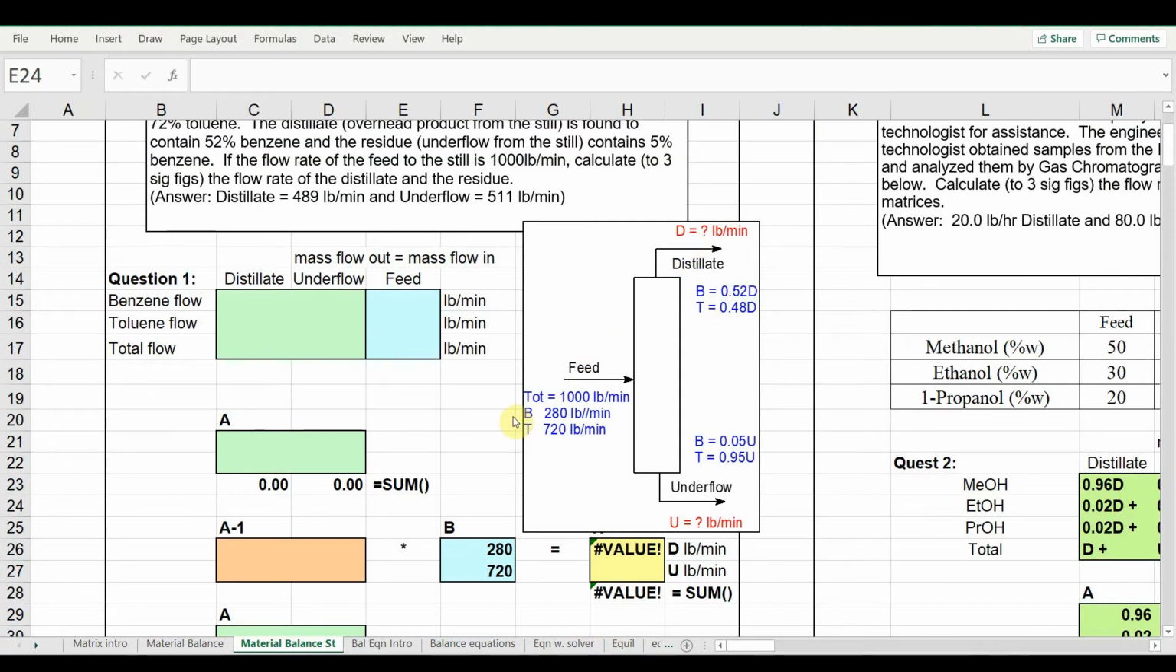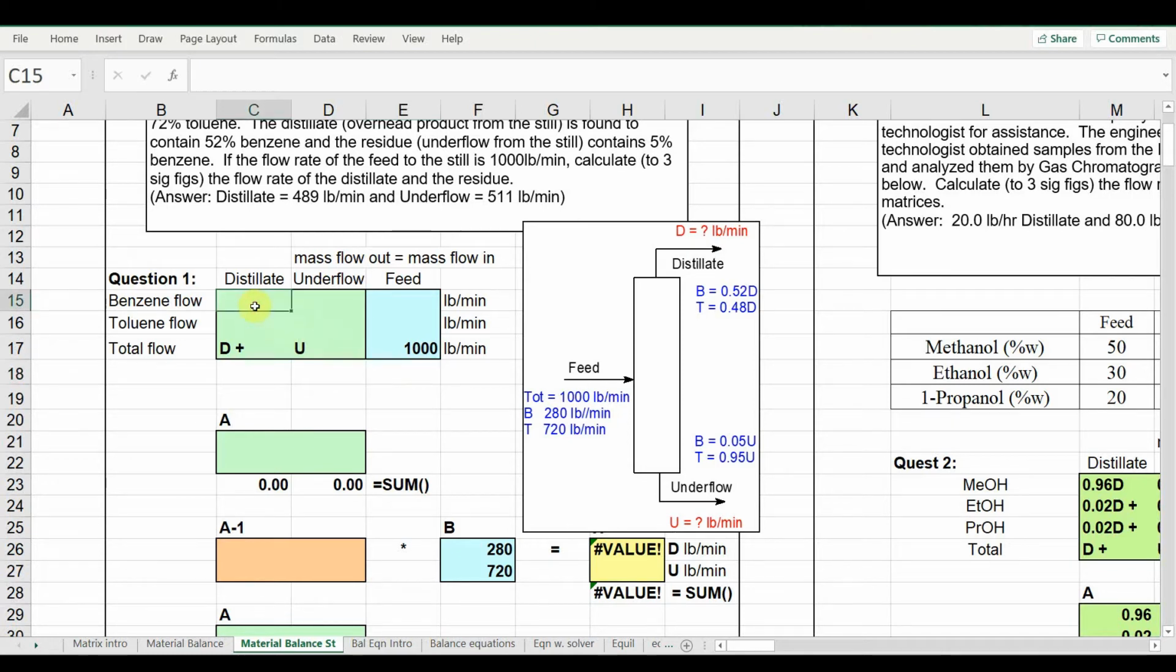Let's write mass balance equations that describe the flow through this system. We can always write the total flow of the distillate, D, plus the total underflow, U. That's equal to the total flow, which is 1,000 pounds in, must be 1,000 pounds out. So there's one equation with two variables. We simply need one more independent equation with the same two variables.